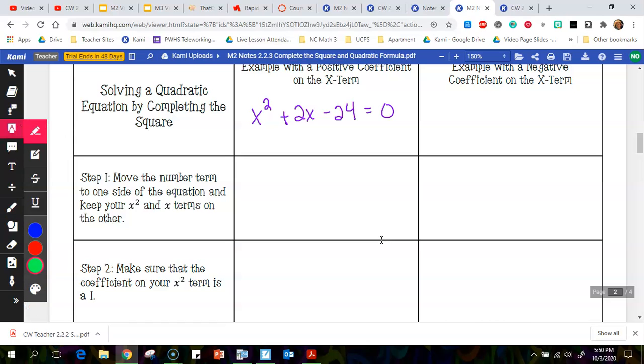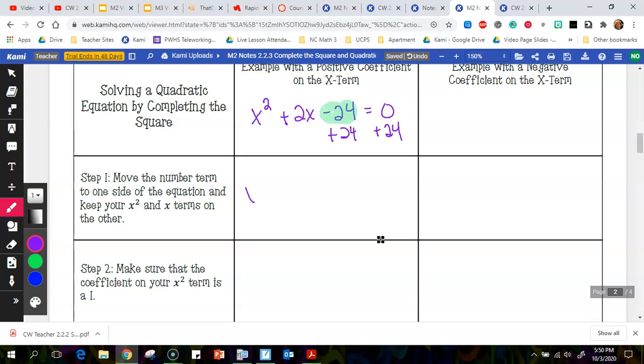We move the number term, which is the constant right here, to the other side of the equation. So I'm going to add 24 to both sides. Then I have x squared plus 2x equals 24.